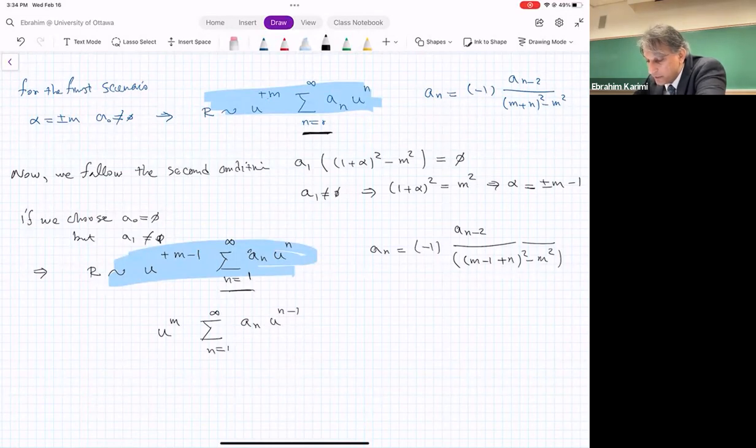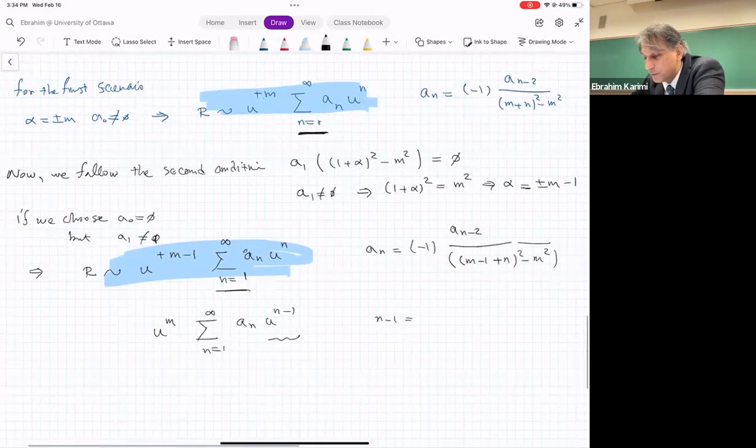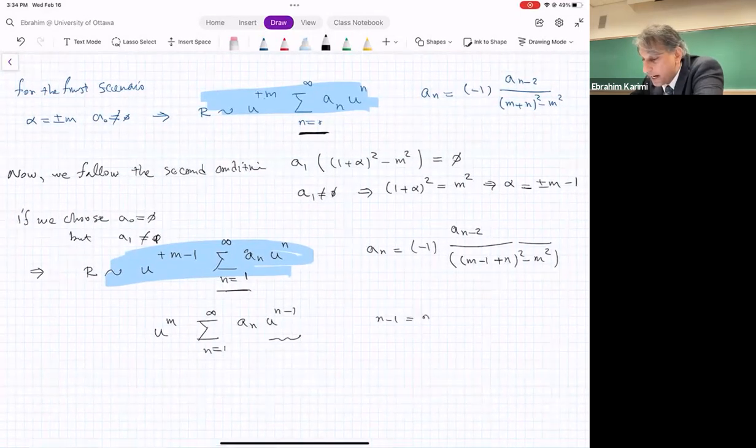Then what does it mean? When n is equal to 1, the power of the series will start from u to the power of 0. So why not change n minus 1 to be equal to m, or I don't know, j. Then that will be u to the power of m, summation of j starting from 0 to infinity, a(j+1) u to the power of j.